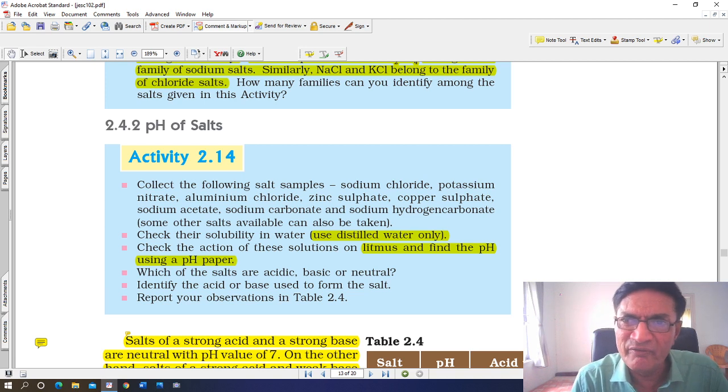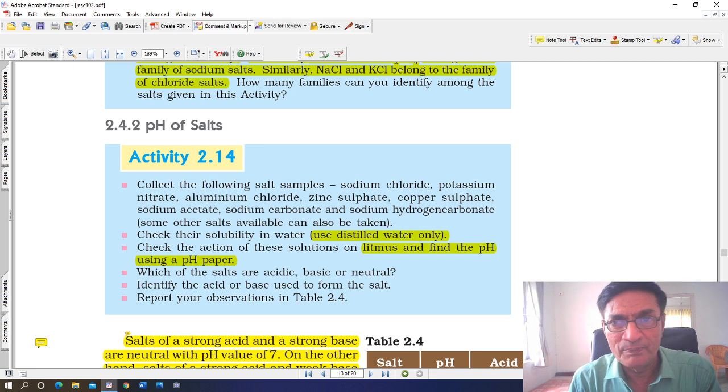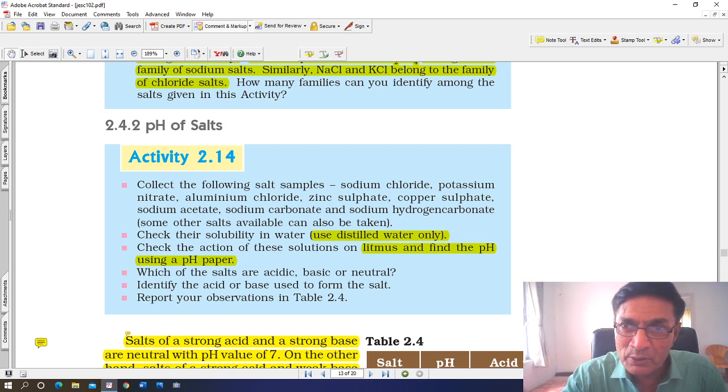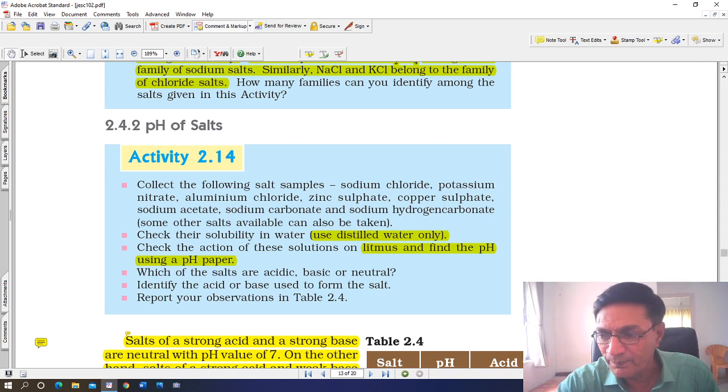In the same way, if a weak acid combines with a weak base, then also you will get a neutral salt. But if a strong acid combines with a weak base, then you get an acidic salt. And if a weak acid combines with a strong base, then you get a basic salt. So salts are formed basically by the combination of acids and bases. If the acid is strong, you get an acidic salt. If the base is strong, you get a basic salt. And if both are of equal strength, both strong or both weak, then you get a neutral salt. So let's discuss that here.